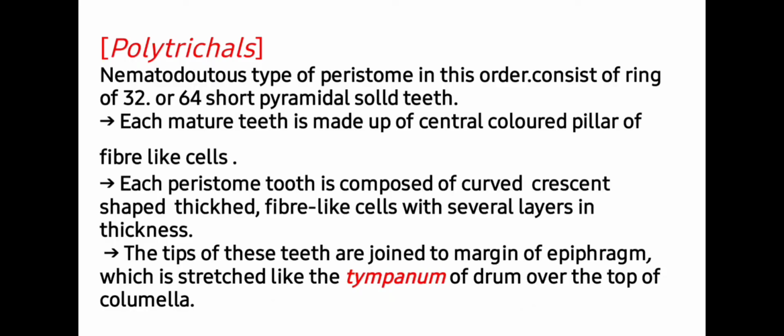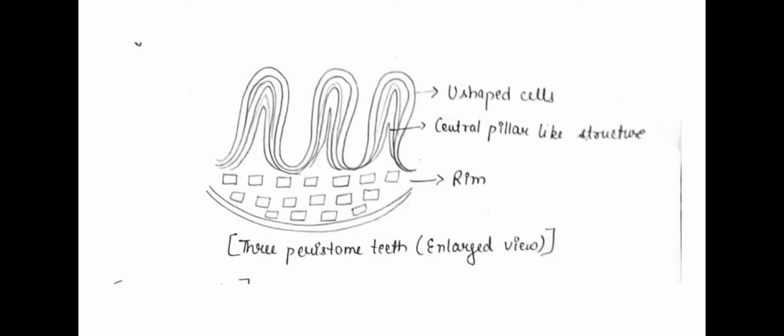Next is Polytrichales. The nematodontous type of peristome in this order consists of a ring of 32 or 64 short pyramidal solid teeth. Each mature tooth is made up of central colored pillars of fiber-like cells, and the peristome tooth is composed of curved crescent-shaped thickened fiber-like cells with several layers in thickness. The tips of these teeth are joined to the margin of the epiphragm, which is stretched like the tympanum of a drum over the top of the columella. So you can see they are pillar-like, thickened or curved at the top.